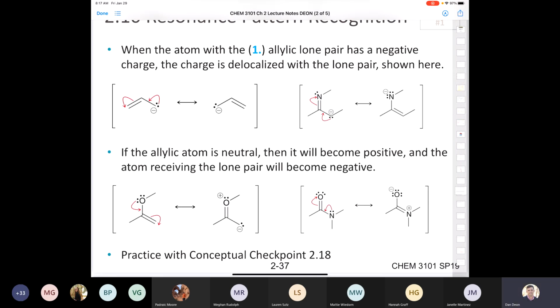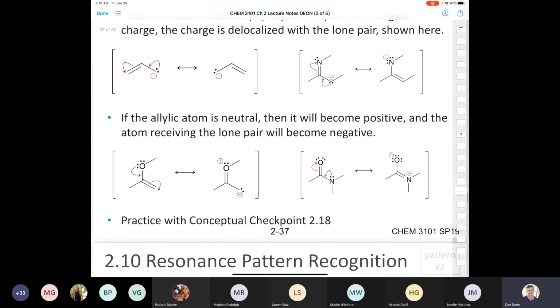Here we go. It says when the atom with the allylic lone pair has a negative charge, the charge is going to be delocalized. We've looked at that. Okay, so the charge is going to move around. If the allylic atom is neutral, it's going to become positive, and the atom receiving the lone pair will become negative. Now, these are rules that I don't like to memorize per se, but they could come in handy when you're learning. I think the best thing to do is just recognize bonding patterns and lone pairs and bonds, and know when you have a positive charge and a negative charge on an atom.